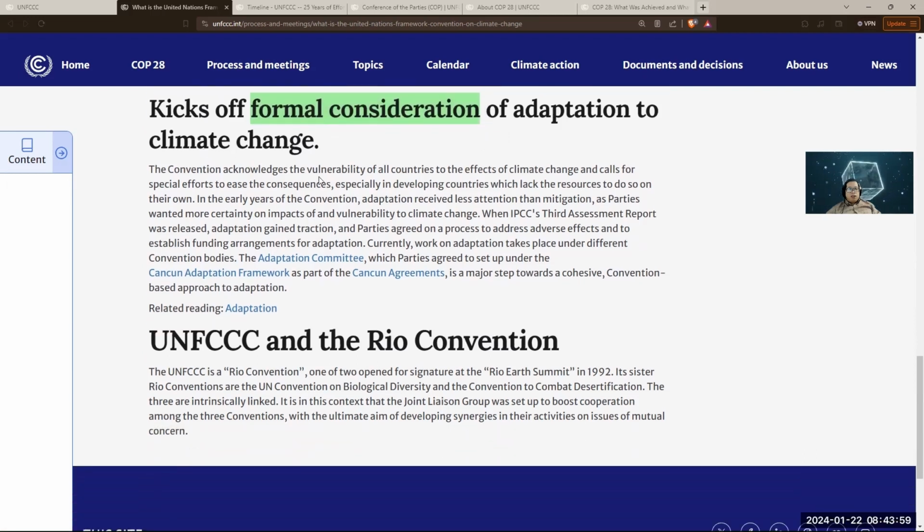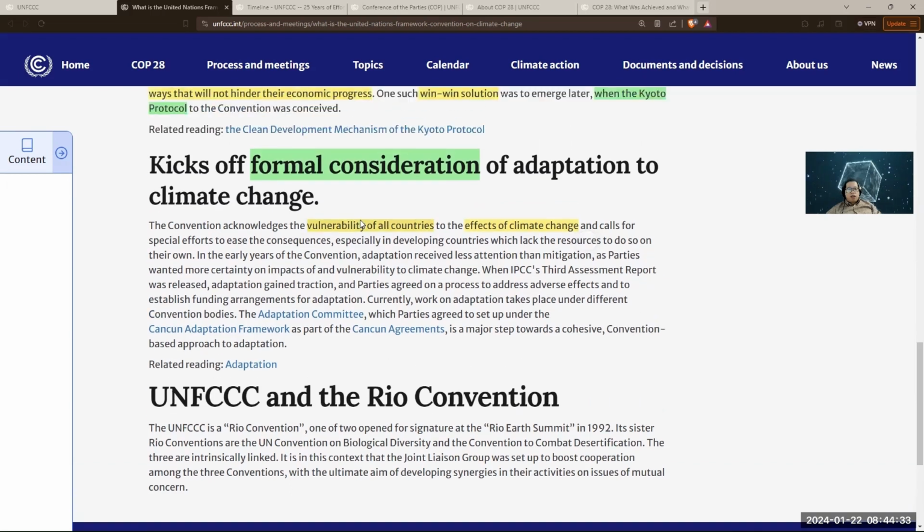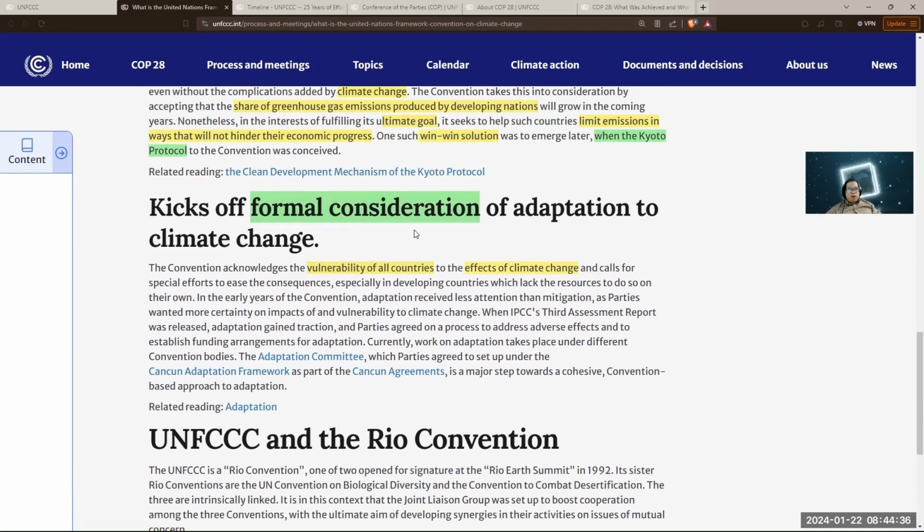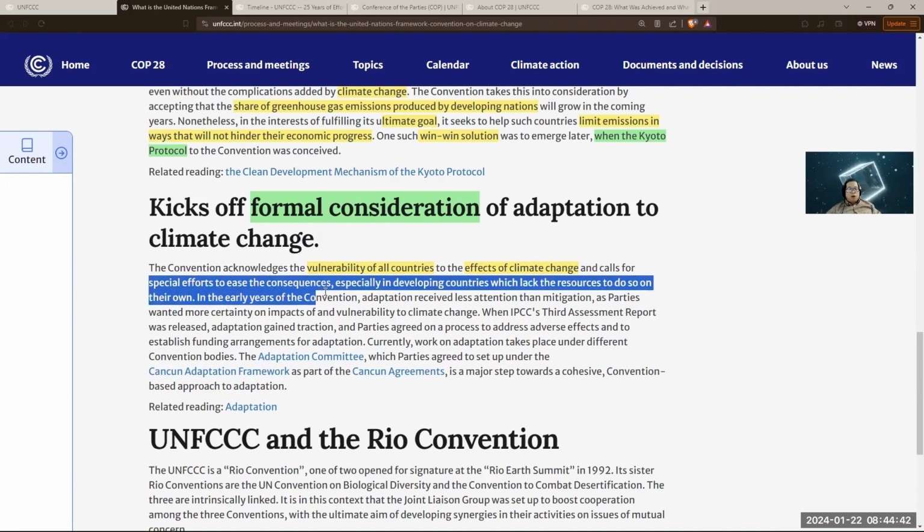So the convention acknowledged the vulnerability of all countries to the effects of climate change. Please don't think that Germany, UK, United States or Canada would not be impacted by climate change. They are. See it, the water is dry, the temperature is higher, more snow, the climate is unpredictable. This is climate change impact. And now we see that all countries are vulnerable toward nature. And we go back here, see that we call for a special effort to ease the consequences.